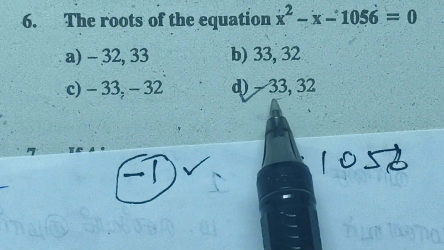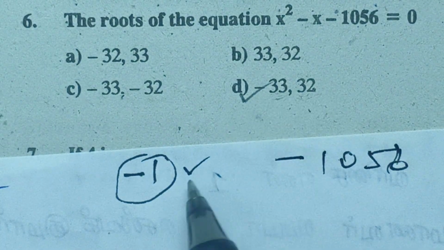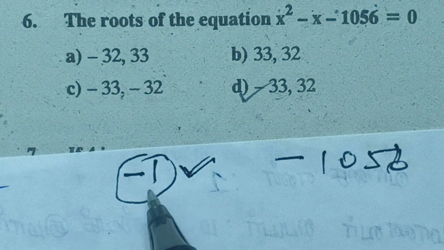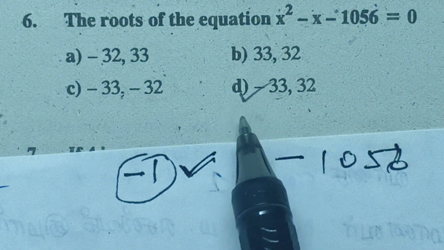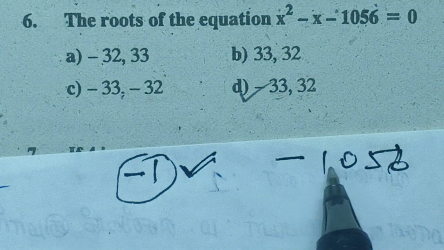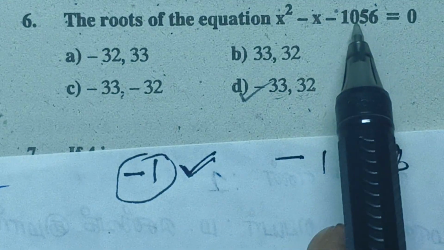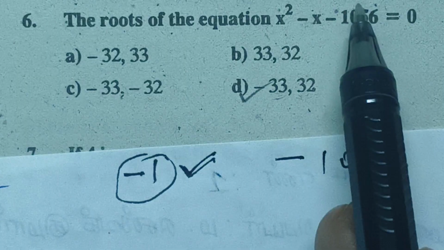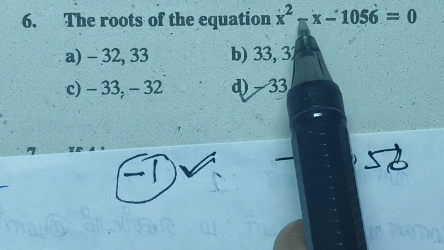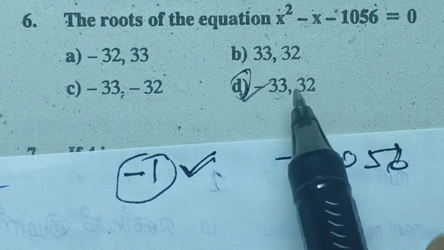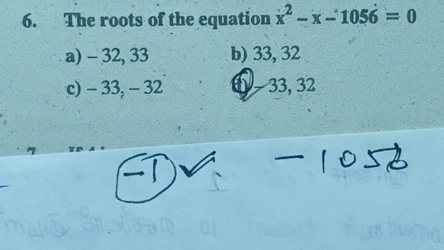If you add this, minus 33 plus 32 is minus 1. So this is correct. If you add these two numbers, we can get minus 1. If you multiply both, we can get minus 1056. This is the multiplication of two roots. The minus 1 is the sum of two roots. So option D is the correct answer.